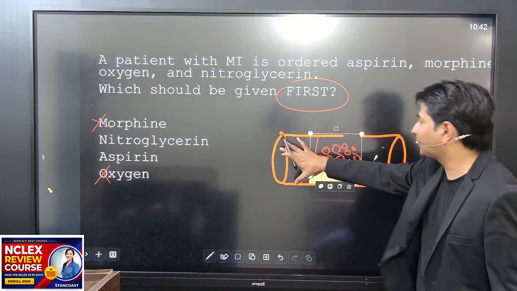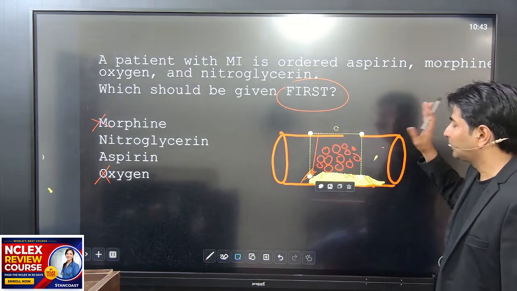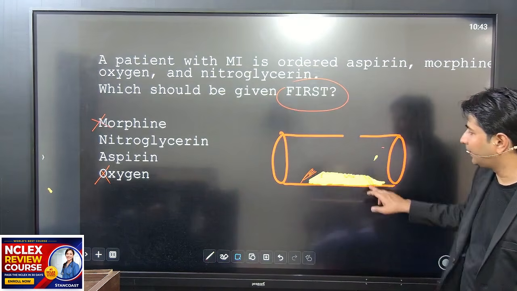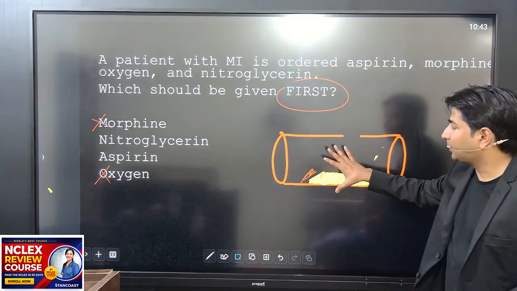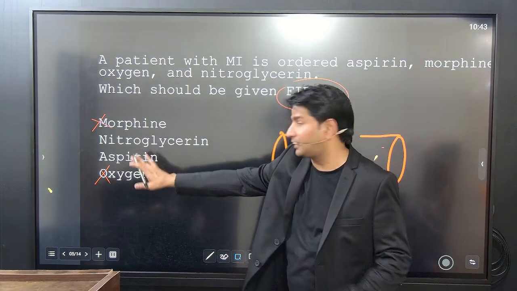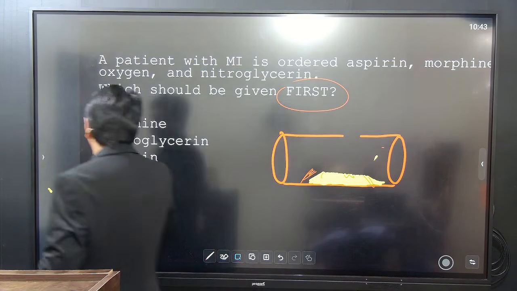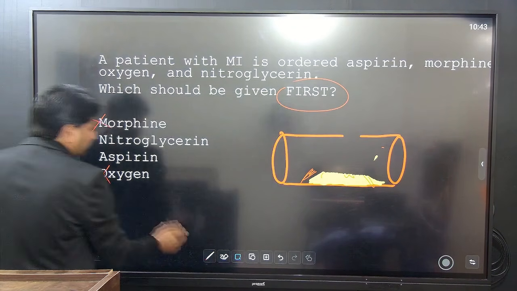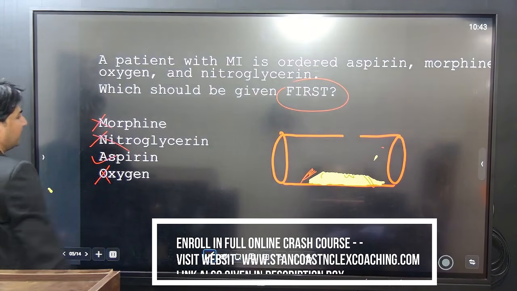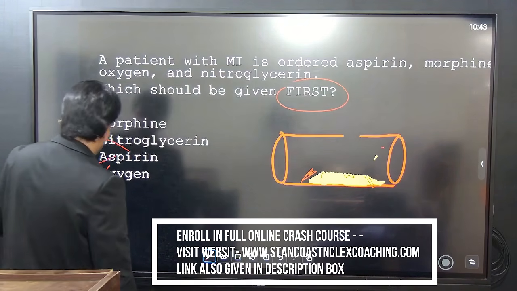And when platelets arrive, a clot will form, and the entire coronary artery will be blocked. So first, we need to prevent the clot from growing, meaning this obstruction here, this plaque that's formed, or the clot here, we have to prevent it from getting bigger, and only aspirin can do that, not nitroglycerin. So our answer here won't be nitroglycerin. Aspirin will be our answer here. Nitroglycerin won't be the priority.